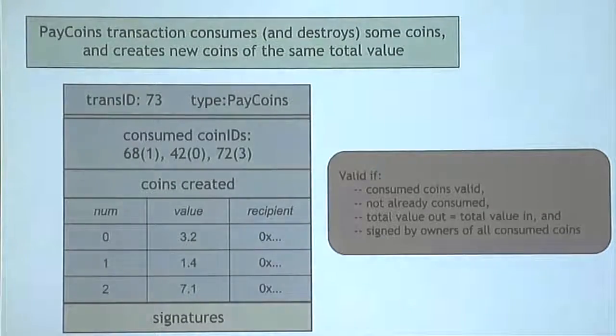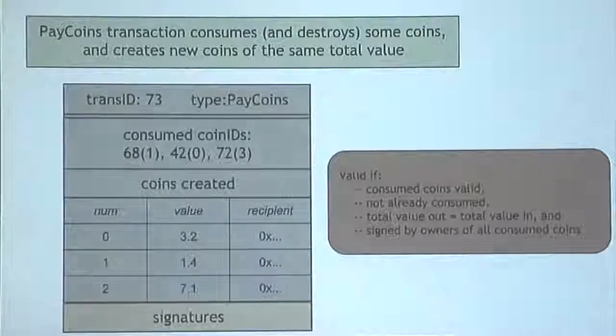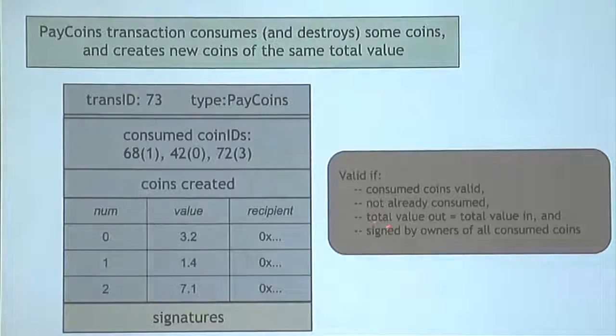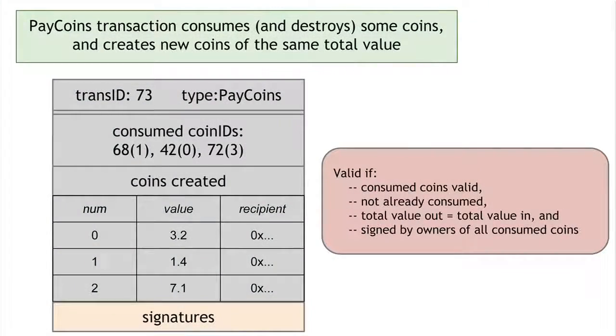The rules of ScroogeCoin say that a PayCoins transaction is valid if 4 things are true. First, if the consumed coins are valid, that is, they really were created in previous transactions. Second, that the consumed coins were not already consumed in some previous transaction. That is, that this is not a double spend. Third, that the total value of the coins that come out of this transaction is equal to the total value of the coins that went in. And finally, that the transaction is validly signed by the owners of all of the consumed coins. If all of those things are true, then this PayCoins transaction is valid.